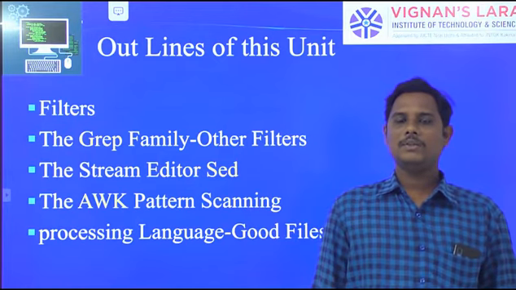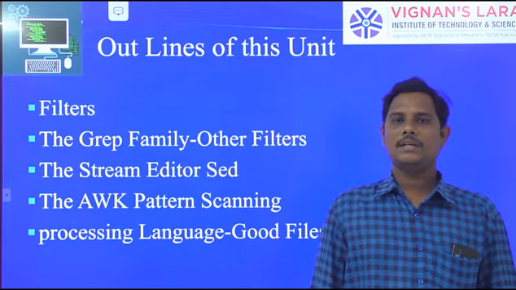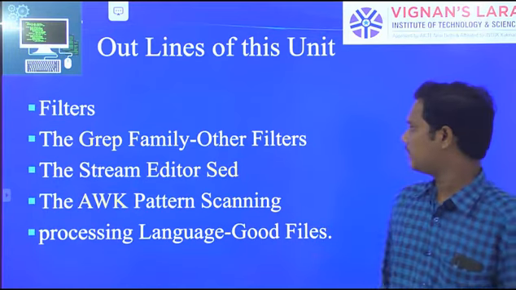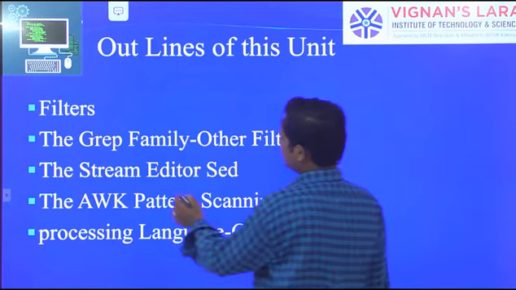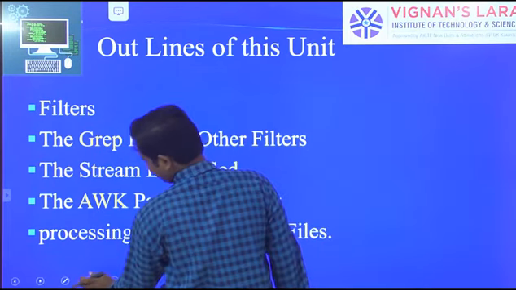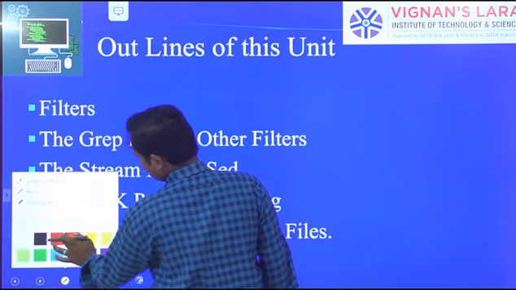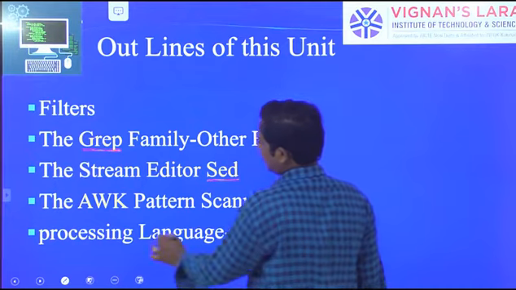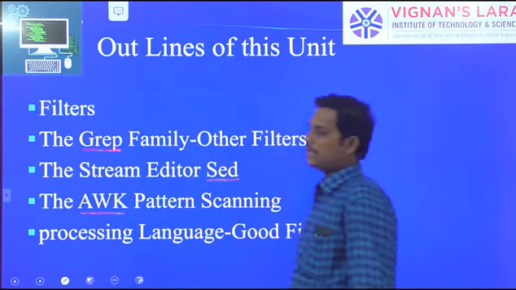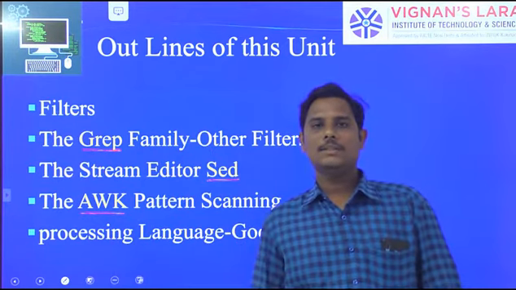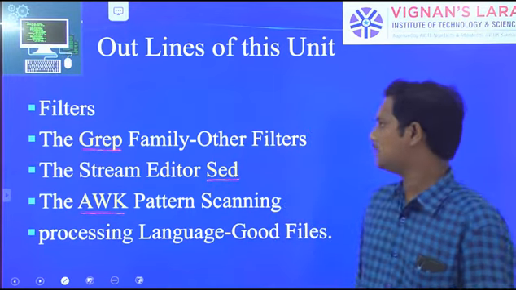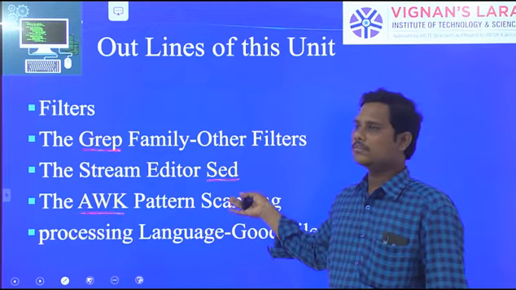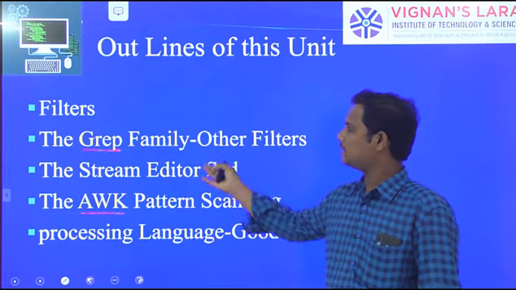In the fourth unit we have three kinds of filter commands. The first command is the grep command. Next is the sed command. Next is the awk command. These three are the filter commands. These three are very important commands. The whole Unix operating system depends on these three commands.